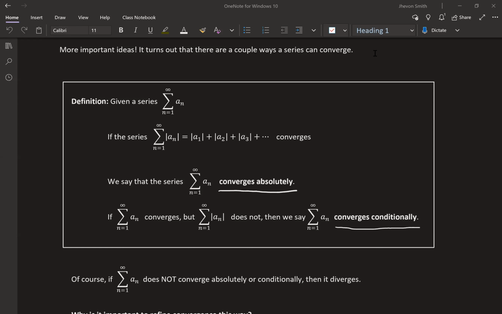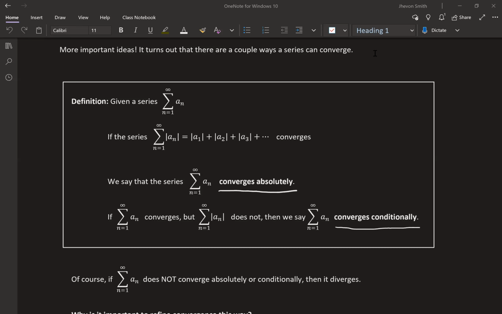Now it's possible that we have a series that does converge when we add up the terms. It gives us a meaningful answer. However, if we put absolute values around all the terms and try to add it up, then it no longer gives us a meaningful answer. Whenever that occurs, we say that the series converges conditionally. It converges on the condition that we leave the absolute values off.